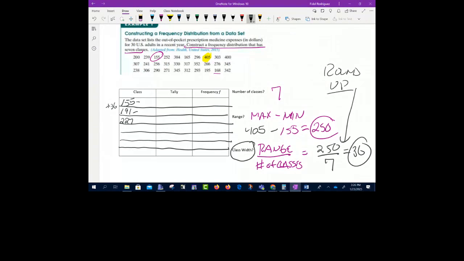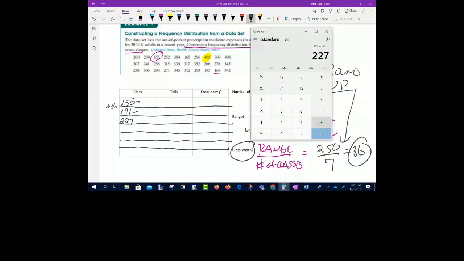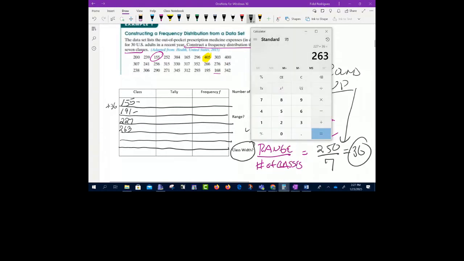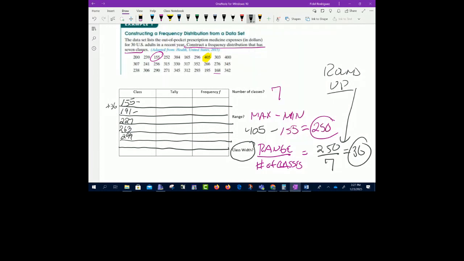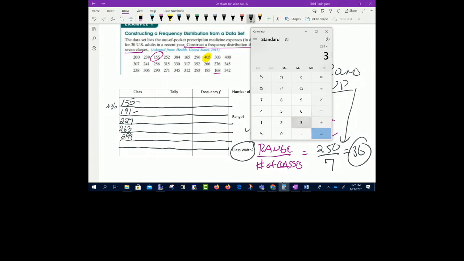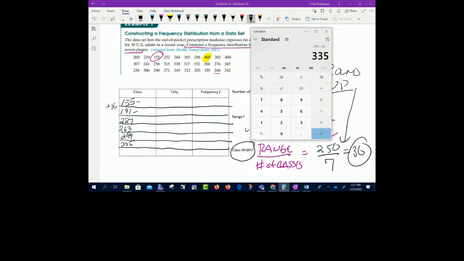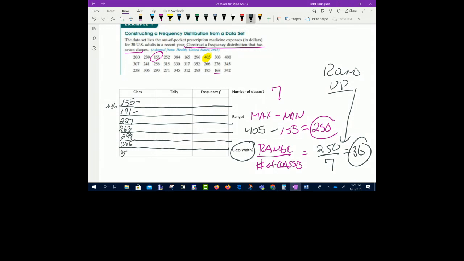Do y'all see the little game I'm playing now? Okay. Let's try that again. Let's add another 36 to that. That's 263. And y'all, I'm going to keep doing this, I'm going to keep adding my numbers. This is at 299. And we'll add 36 one more time. That's 335. And I'll add another 36 to that, and that's 371.